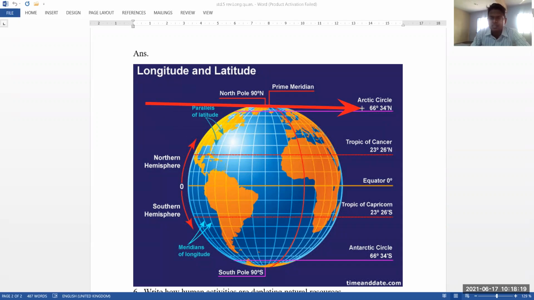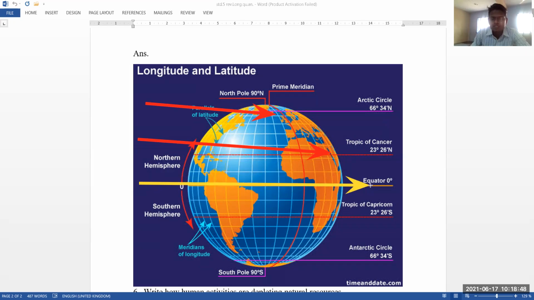66.34 or 66.5. The Arctic Circle is situated in the North Pole, Northern Hemisphere. The second one is 23.5 or 23.26 north latitude, the Tropic of Cancer. Then the next one is here, equator 0 degree. You can see it here, equator 0 degree, passing through the middle of the earth. Then in the southern hemisphere, we have the Tropic of Capricorn, 23.5 south, because it is situated in the southern hemisphere.